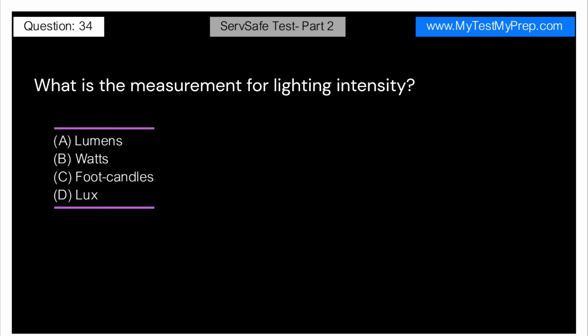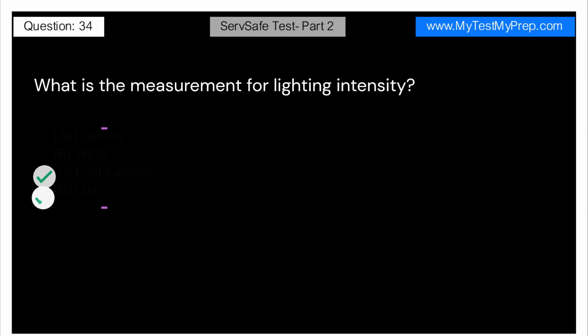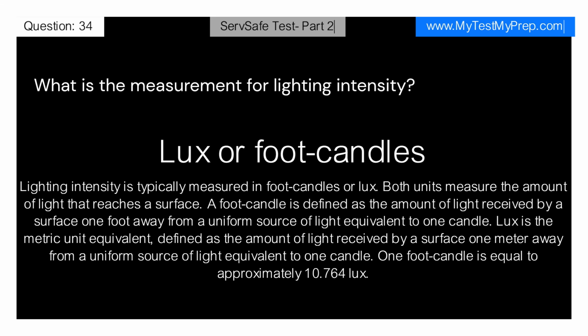A. Lumens. B. Watts. C. Foot candles. D. Lux. Answer C and D. Lighting intensity is typically measured in foot candles or lux. Both units measure the amount of light that reaches a surface. A foot candle is defined as the amount of light received by a surface 1 foot away from a uniform source of light equivalent to 1 candle.